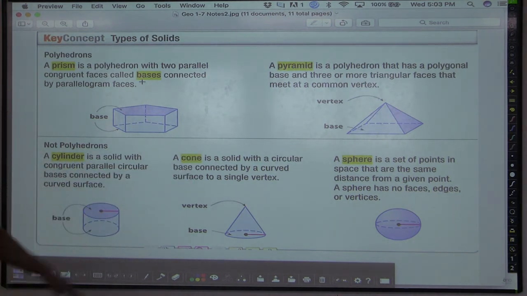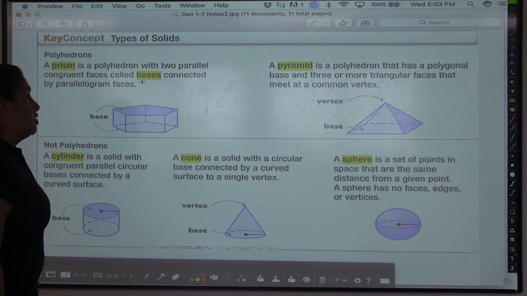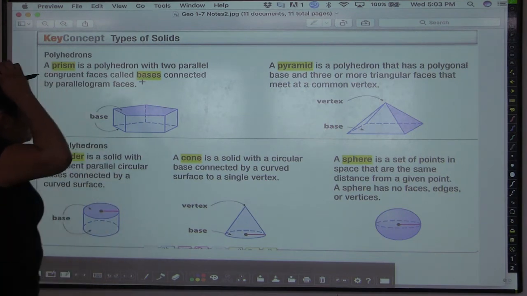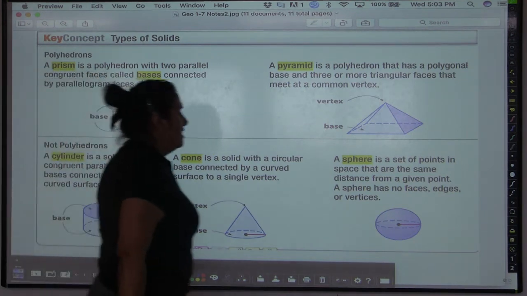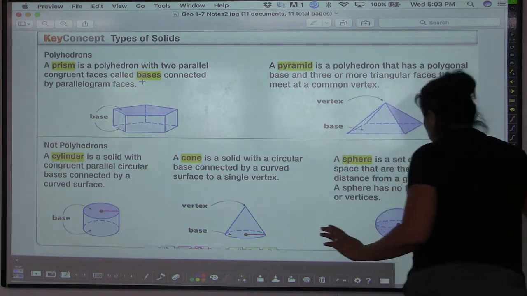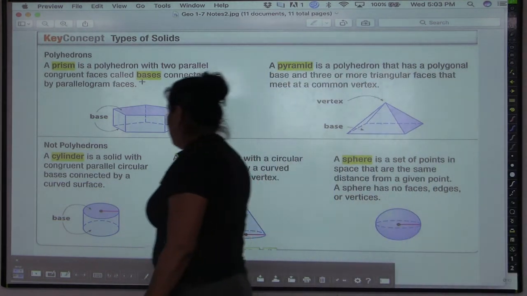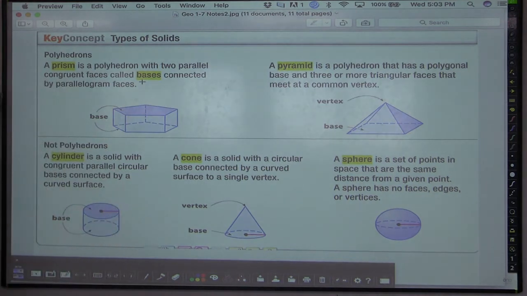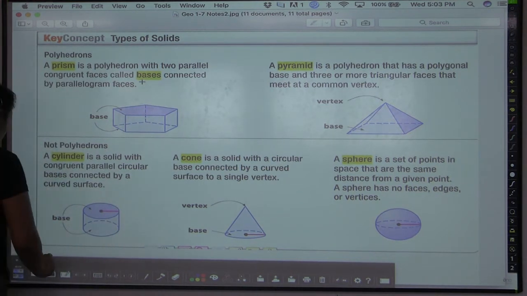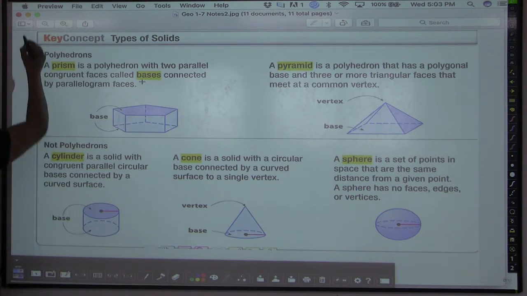A sphere has nothing that is flat about it. It's the set of points in space that are the same distance from a given point. A sphere has no faces, no edges, no vertices. So these bottom three are examples of what is not a polyhedron, and the top two are different types of polyhedron that we'll be talking about in a bit more.